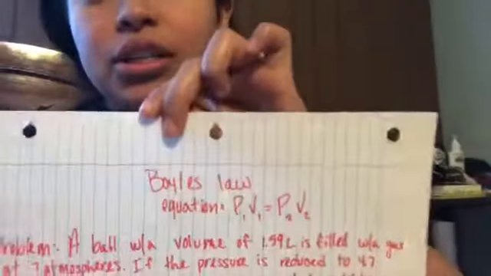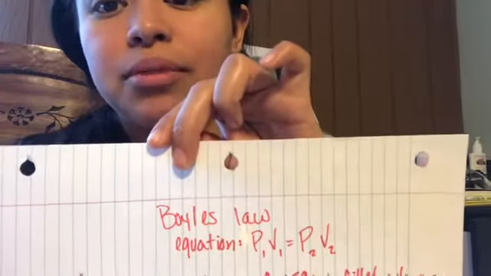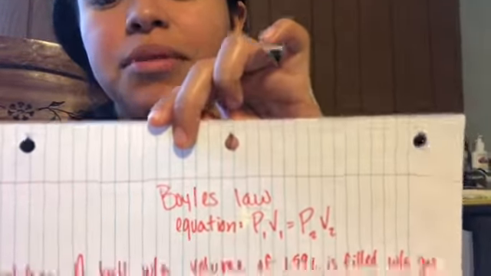So Boyle's law states that the pressure of a given mass of an ideal gas is inversely proportional to its volume at a constant temperature. Boyle's law, or Boyle's equation, is P1 times V1 equals P2 times V2.